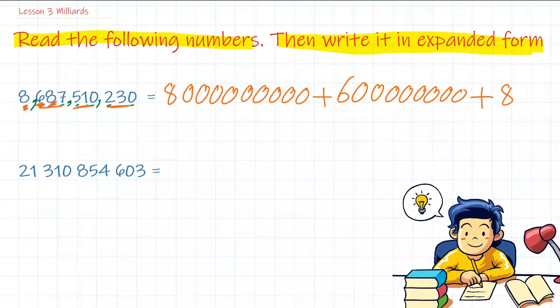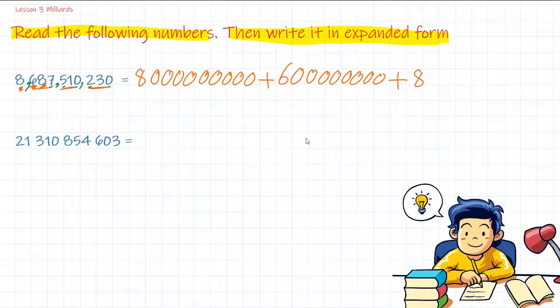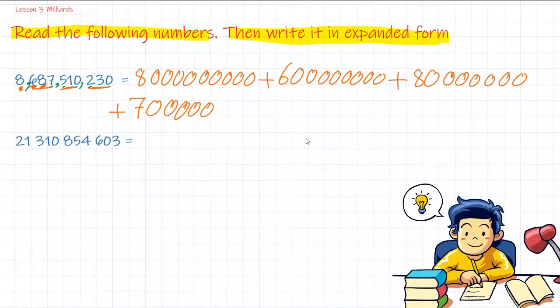Let's make a space here. How many digits to the right of 8 here? 1, 2, 3, 4, 5, 6, 7. So write 7 zeros. And after that, plus we have 7 here. Write 7 and 6 zeros to the right of it, like that.